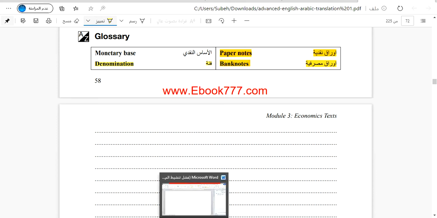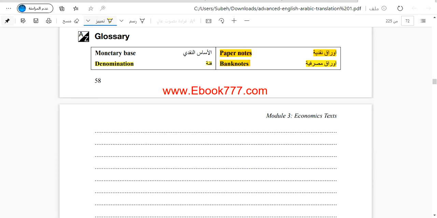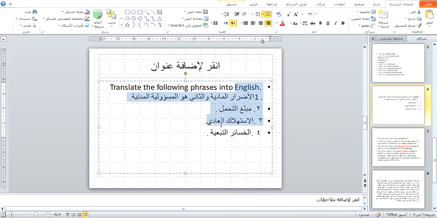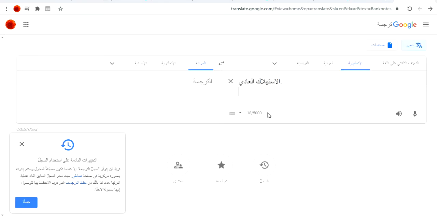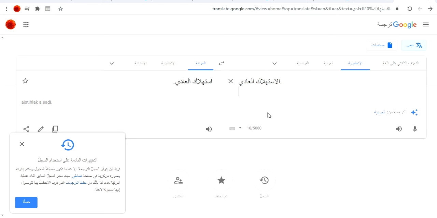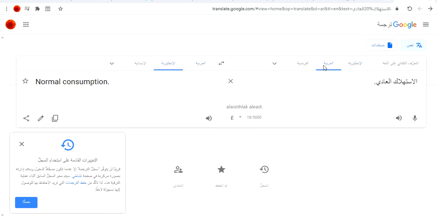Now suppose that I ask you to translate a text in which, for example, these terms are in the text. Let's focus on the phrase الاستهلاك العادي. Let me first show you how Google will translate it. Normal consumption. Do you think that this is the accurate translation?